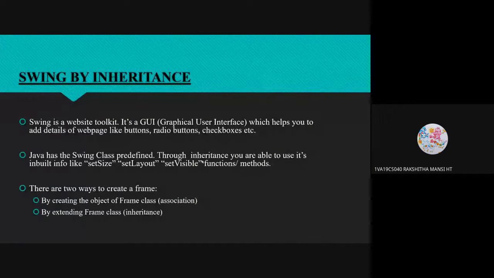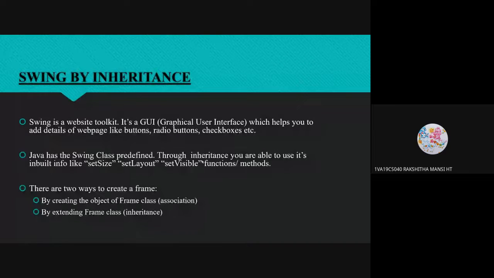As our friend Bharat told, Swing is a GUI toolkit which helps you to add all the details of a web page or a web application, like buttons or checkboxes or the frame which we add. All of that comes under this toolkit. So we know that the Swing package has all the different components and containers, which are in the form of classes, and all these are predefined.